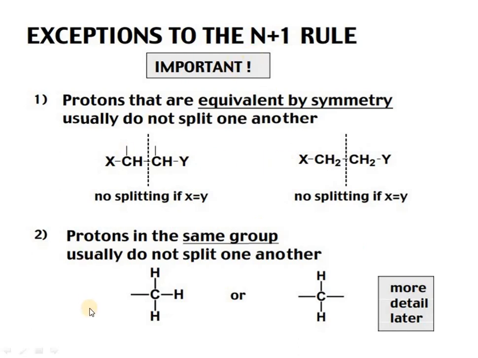There are some exceptions to the n+1 rule. So we can say that if the protons are equivalent, that is, these are equivalent and they are also symmetrical, in that case there will be no splitting. And similarly in this case, this proton will not be split due to this proton, and this proton signal will not be split by this. That is, there will be one signal. In this case also there will be no splitting.